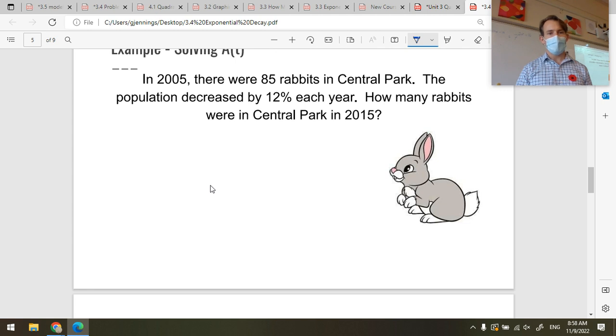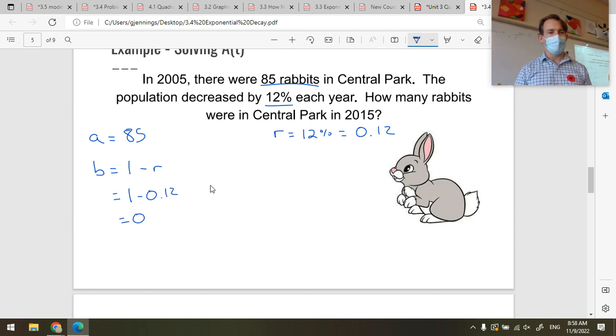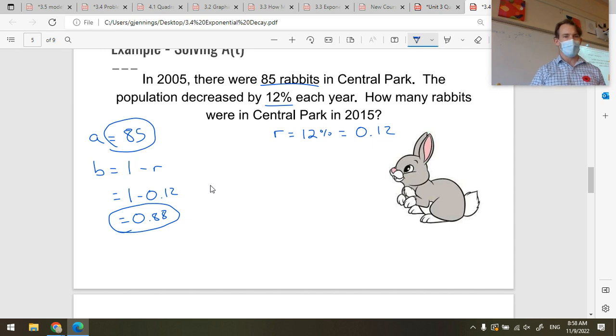So we want to know, well, let's take a look. First, we want to find our A, which is our initial value. And I see that in the question here is 85. And then I want my B, which is my growth factor. It's going to be 1 minus the rate of change. Here's the rate of change here. R equals 12%, which would equal 0.12. So I can improve this equation for B and actually find the value. It's 1 minus 0.12. It's equal to 0.88. So I'm going to use that number in my equation. Maybe I circle them so I know that they're very significant.